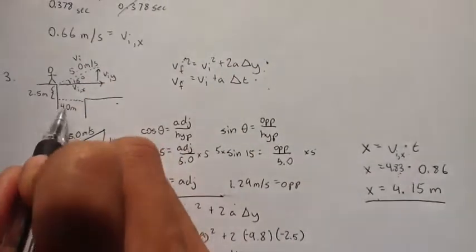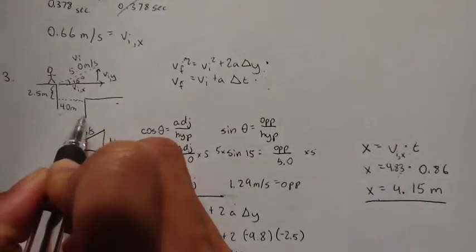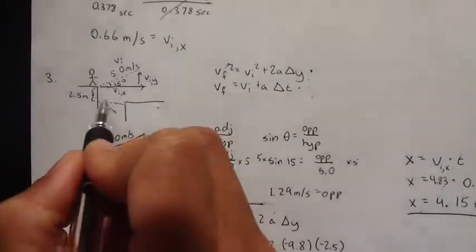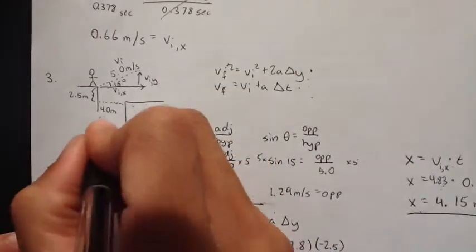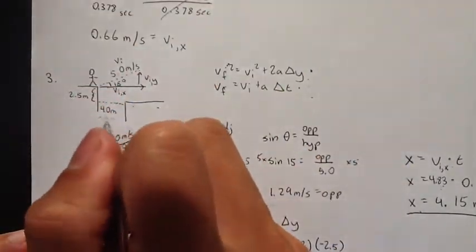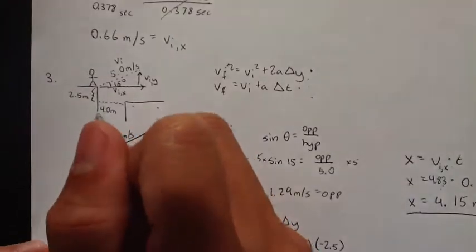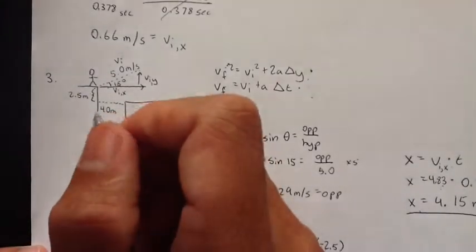Taking that, I know that he can now clear this gap of 4.0 meters because he's actually going to land 4.15 meters away. So this initially is not used in your equation. It's just to help you figure out whether he's going to clear this gap or not.